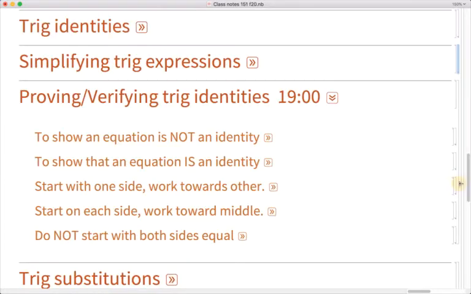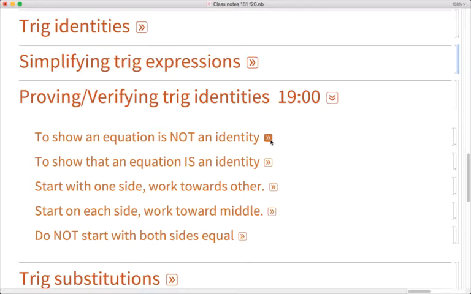Okay, so what we did in that section was trying to simplify trig expressions, and now we're going to do something slightly different. We're going to look at proving or verifying a trig identity. We've got a long list of trig identities already given to us, but we're going to try to extend the list by proving additional identities.